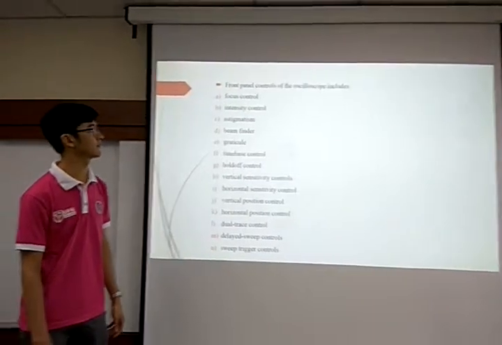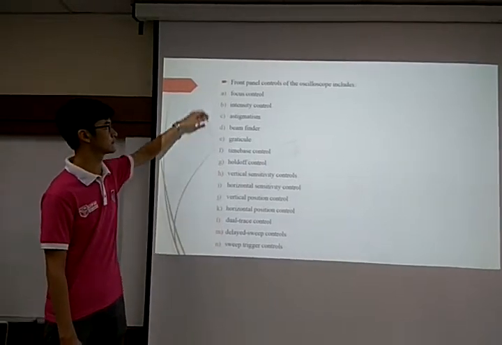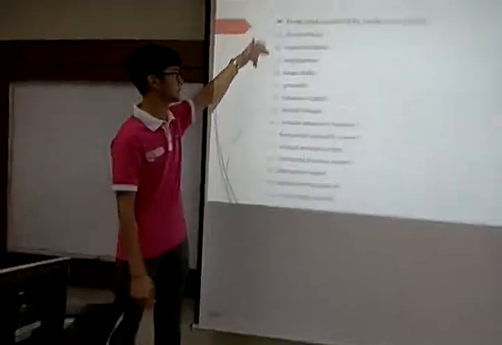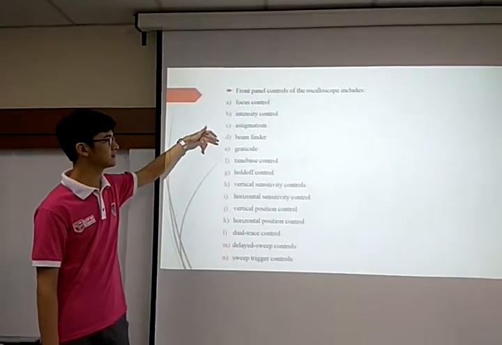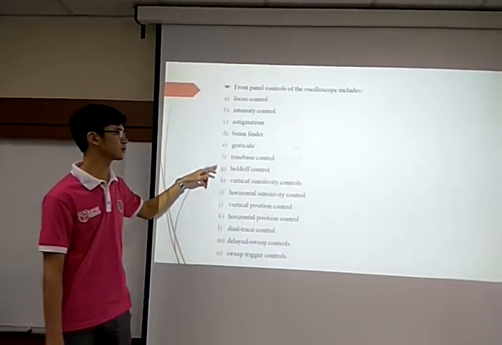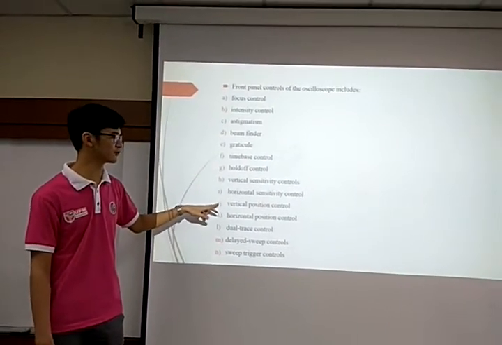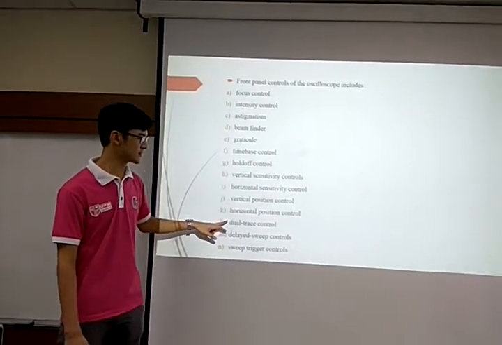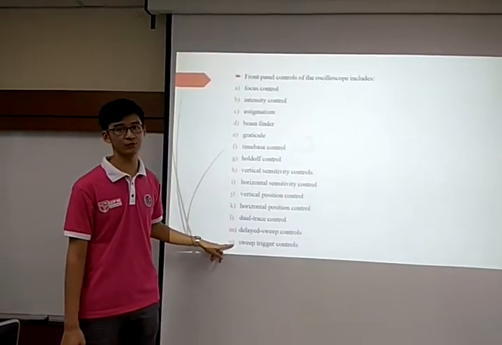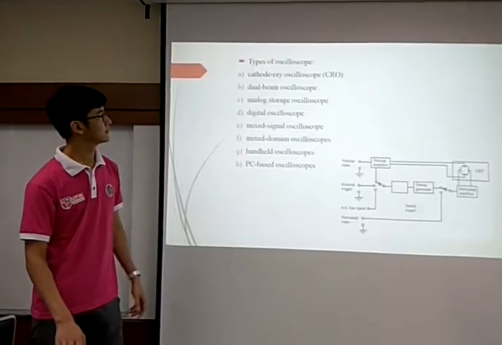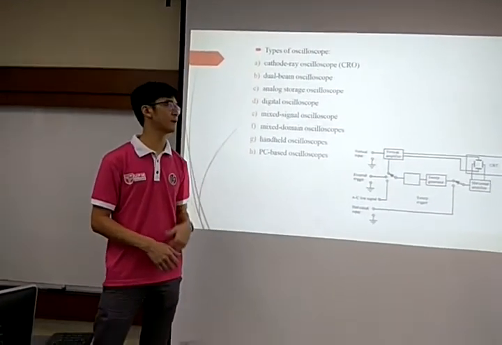Next are the front panel controls of the oscilloscope. They include the focus control, intensity control, active magnification, pin finder, reticle, time-base control, hold-off control, vertical sensitivity control, horizontal sensitivity control, vertical position control, horizontal position control, lower trace control, delay sweep controls, and finally the sweep trigger controls.